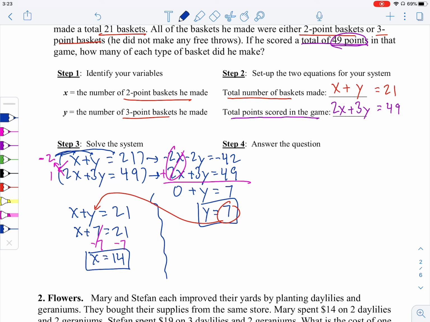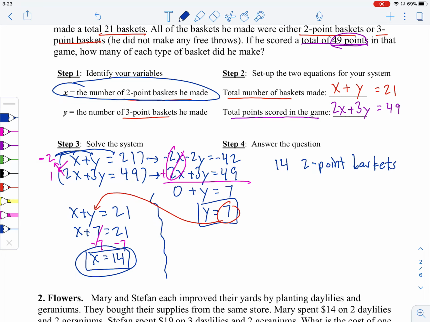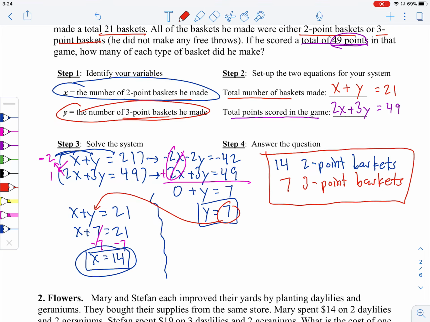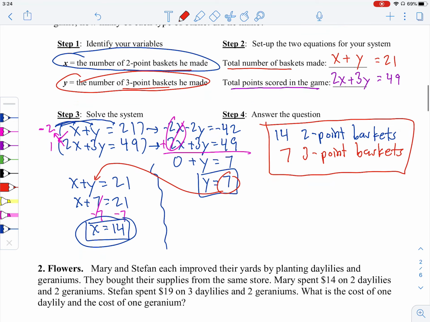And what does that mean? Remember, x is your 2-point baskets. So if x is 14, he made 14 2-point baskets. And your y is 3-point baskets, so 7 3-point baskets. And that's our answer. So he made 14 2-pointers, 7 3-pointers. He's on fire.